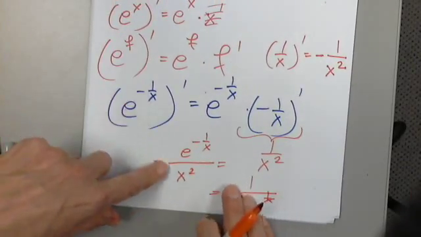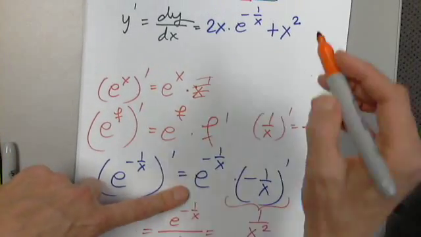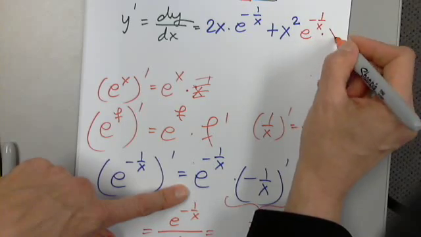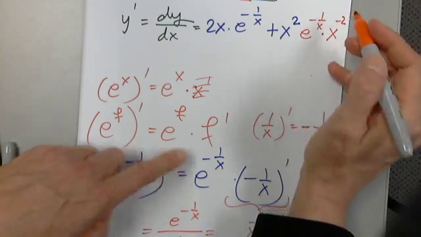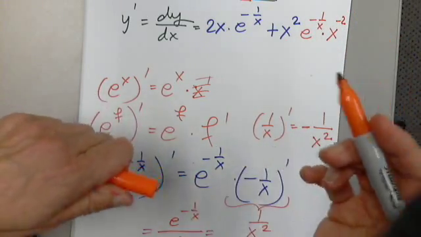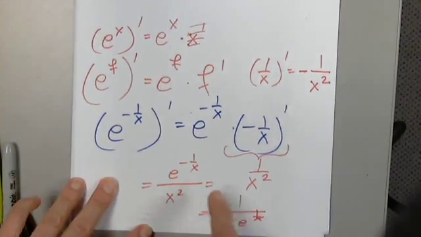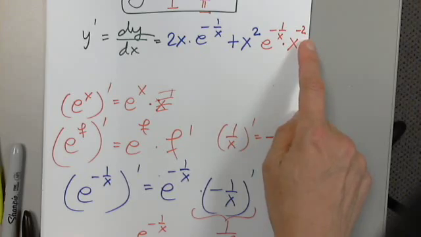So I'm going to keep this as e to negative 1 over x multiplied by x to negative 2, or if you prefer the fraction, which is this over this, or you want x to negative 2. It doesn't matter.